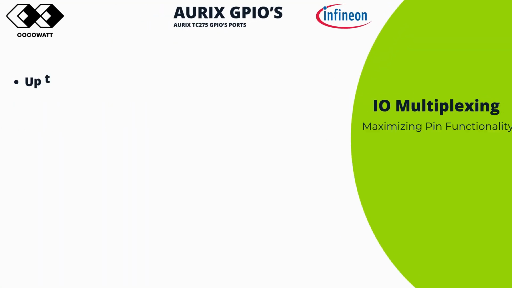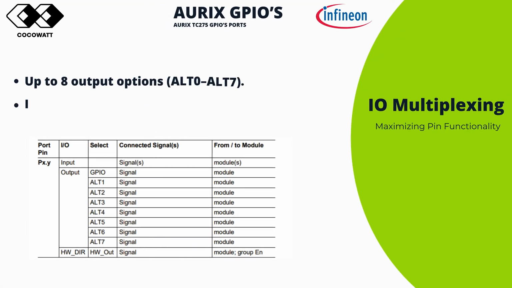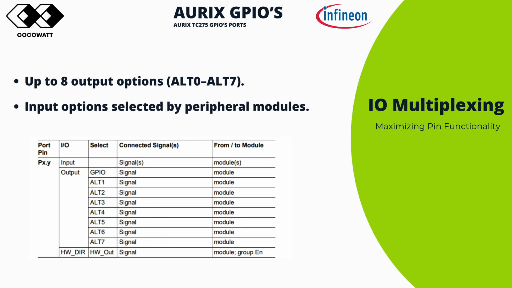There is one more important function available in the GPIOs: alternate functions. Most pins can support 7 alternate output functions, making them highly versatile. I/O multiplexing is one of the standout features of the TC275. I/O multiplexing means a single pin can perform multiple functions depending on the software configuration. For example, it can act as GPIO, UART transmitter, or SPI clock. This is all controlled by the port configuration register in the microcontroller.